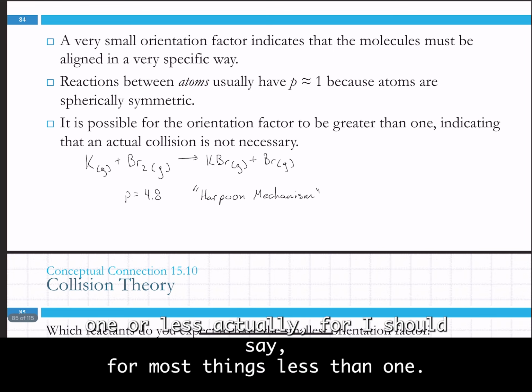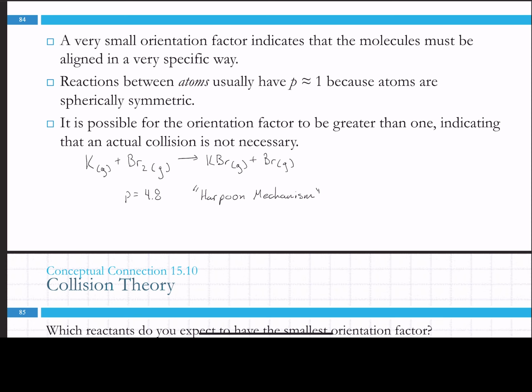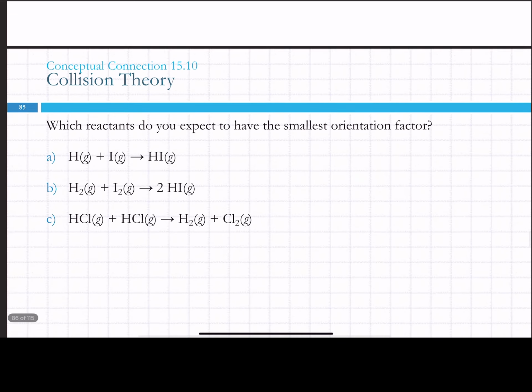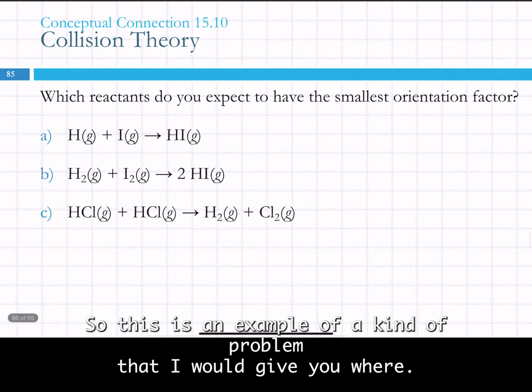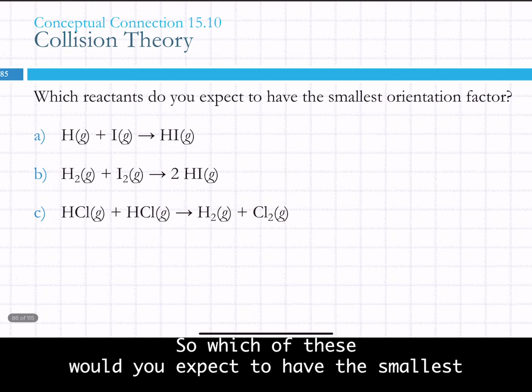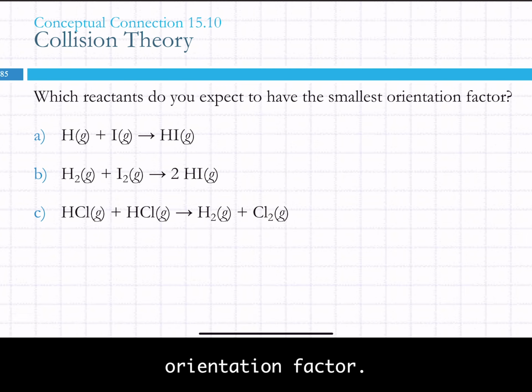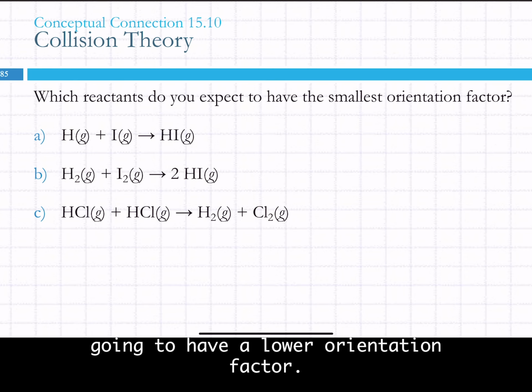But for most things, 1 or less. Actually, I should say, for most things, less than 1. So this is an example of a kind of problem that I would give you, where, say, which of these would you expect to have the smallest orientation factor? Usually, if it's more complex, then it's going to have a lower orientation factor.